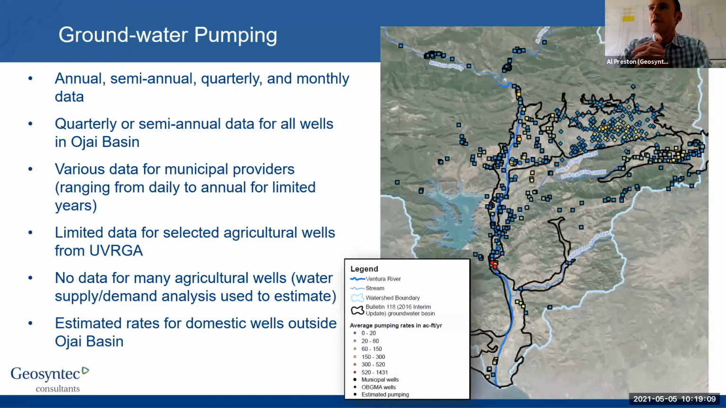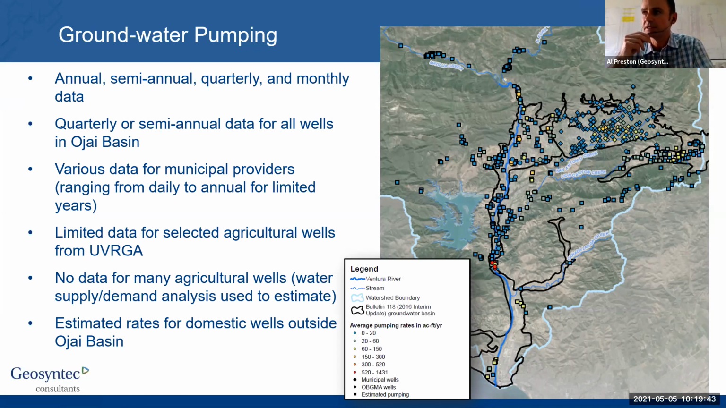And I mentioned this before, the groundwater model needs to have pumping volumes, and there are a lot of them. So this map here on the right shows the wells within the watershed. Many of these wells have data, whether it's annual, semi-annual, or quarterly, or even monthly. But many of them do not. And in fact, if you can see the symbols here, the symbols that are square, there are no data for them in terms of pumping volumes.